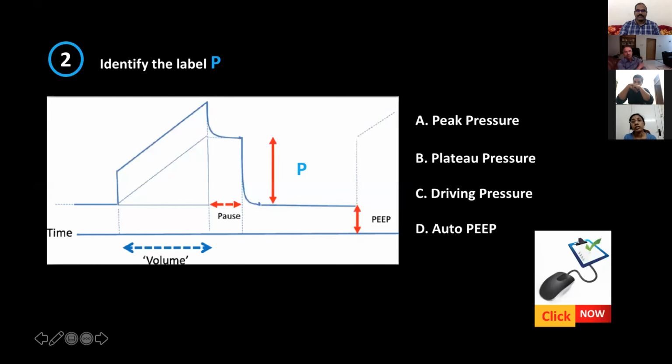So we'll move on to the next question. Again, I have put up a graphic which is very familiar to almost all these students, definitely. The question is to identify what is labeled here. This is a pressure versus time graph. Option A, peak pressure. Option B, plateau pressure. Option C, driving pressure. And option D, auto PEEP.